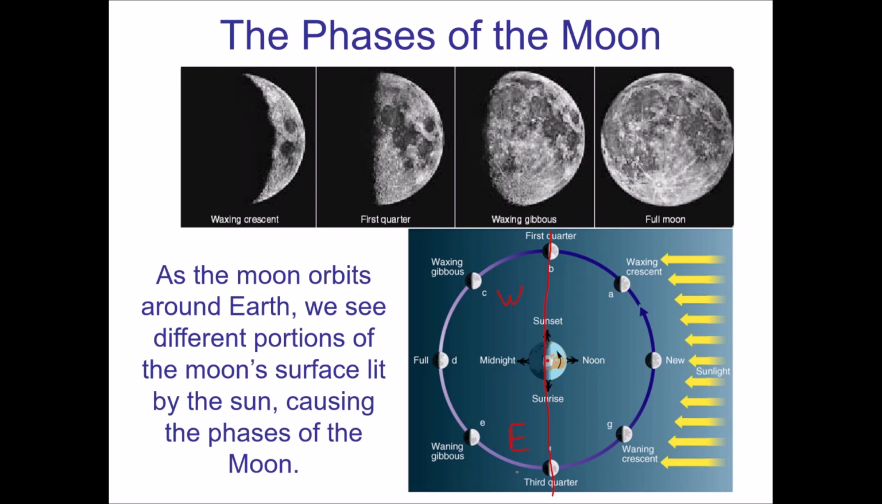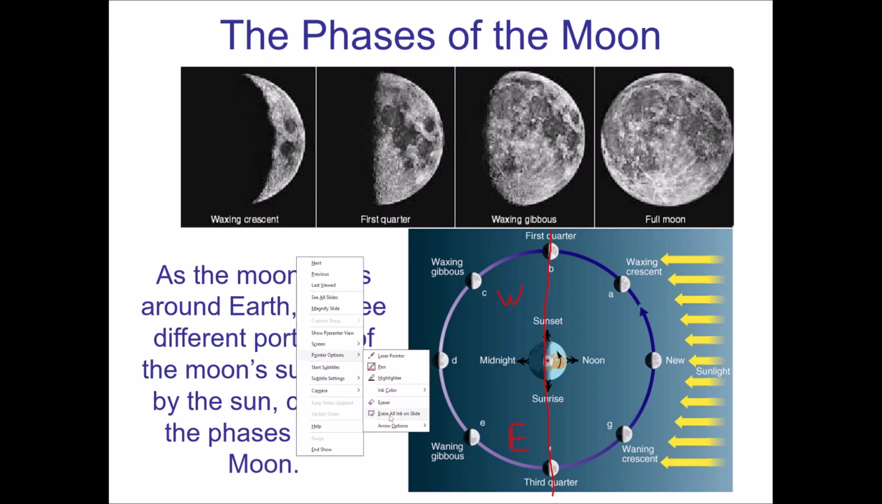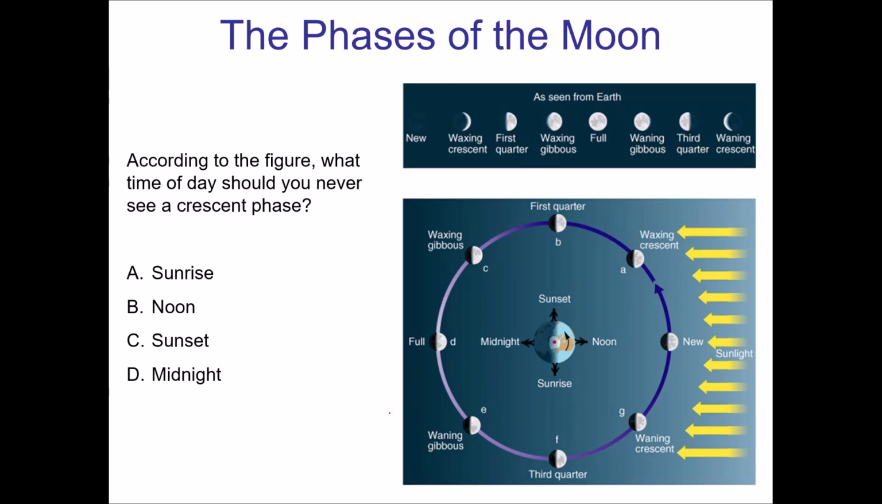So you could do that for any of these times a day. You just draw a line, you figure out east and west, and you can figure out what can be seen and when and where, right? So let's test that out. Let's do it. All right. According to the figure, what time of day should you never see a crescent phase? Think about that.